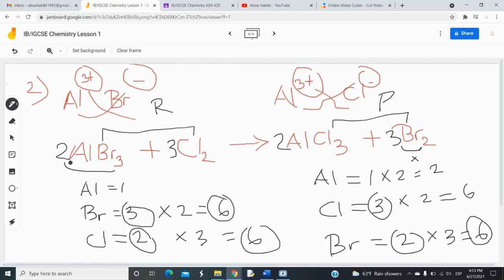And here, don't forget that aluminum, now that the bromine has been given this 2 atoms behind the formula, aluminum also becomes, I forgot to mention that, becomes also 2 times 2. So that means it's now 2. So this equation is now balanced. We have 2, 6, 6, and we have the same thing here, 2, 6, 6.